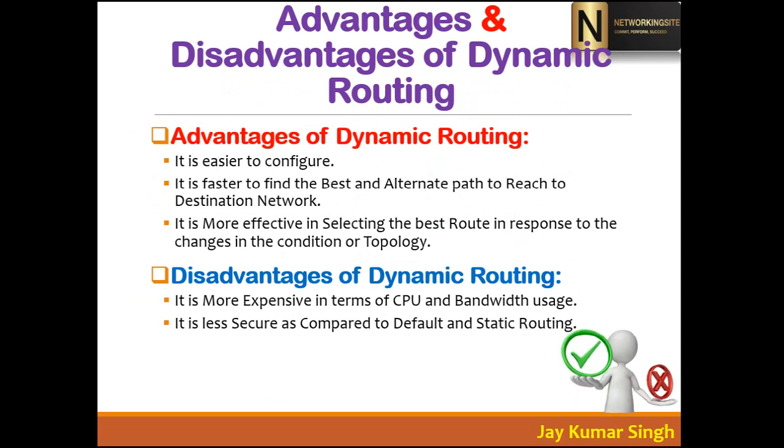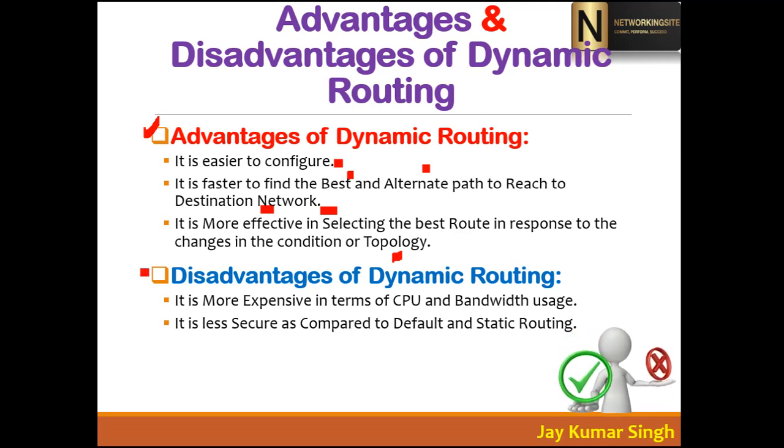Now we are talking about advantages and disadvantages. The advantage is that it is easier to configure. It is faster to find the best and alternate path to reach the destination network. It is more effective in selecting the best route in response to changes in the topology. So it is best and faster as compared to static and default. The disadvantage is that it is a little bit expensive in terms of CPU and bandwidth utilization. Of course, if some process runs, it will utilize your CPU and your bandwidth.